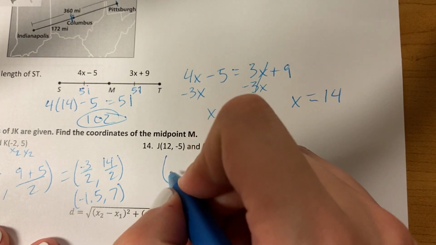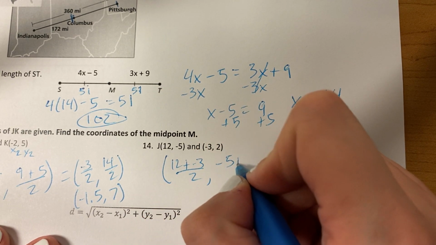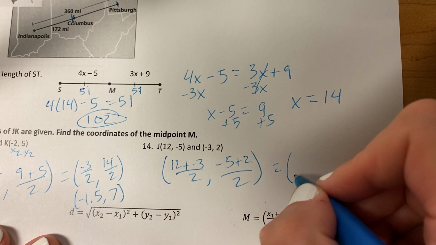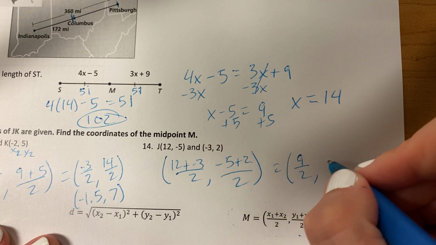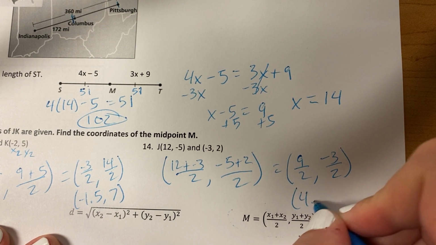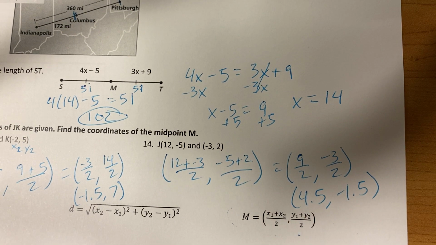And then our midpoint over here will be 12 plus -3 divided by 2, and then -5 plus 2 divided by 2, and that is 9 divided by 2, -3 divided by 2, so that's 4.5, -1.5 for our midpoints.